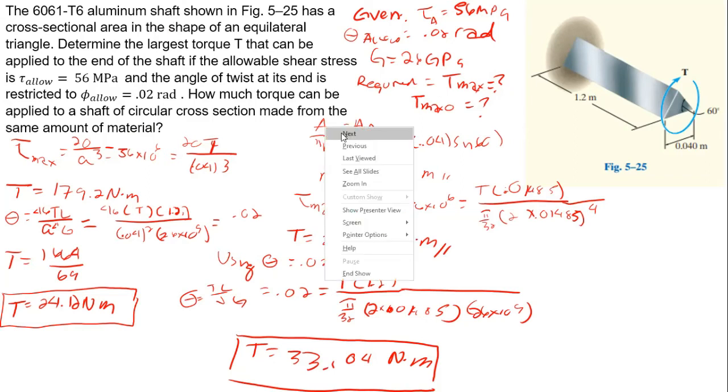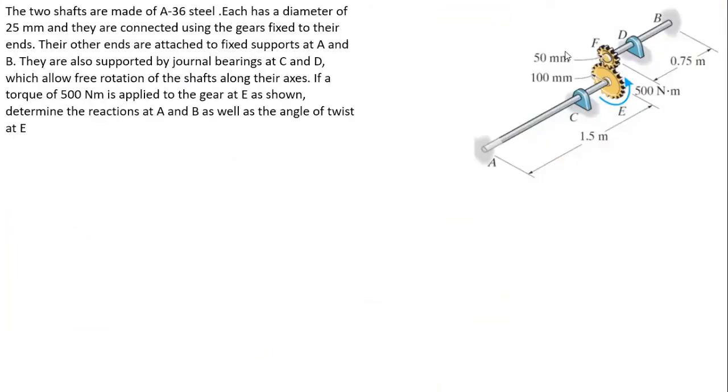So for our last example, magpo-consider tayo dito ng system ng gears na naka-connect with each other or gear ratios kung tawagin. So sabi dito, the two shafts are made of A36 steel. Each has a diameter of 25 millimeters. And they are connected using gears fixed to their ends. Their other ends are attached to fixed supports at A and B, and they are also supported by journal bearings at C and D, which allow free rotation of the shafts along their axis. If a torque of 500 Newton meter is applied to gear E as shown, determine the reaction at A and B as well as the angle of twist at E.